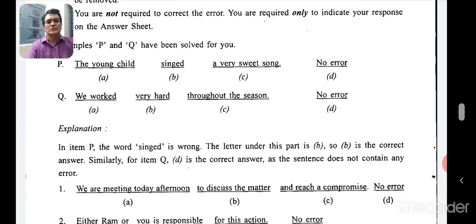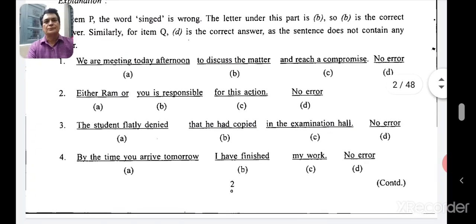Now let's go to the first one. We are meeting today afternoon to discuss the matter and reach a compromise, no error. Then let's take up the second one also. Either Ram or you is responsible for this action, no error. The student flatly denied that he had copied in the examination hall, no error. And the fourth one, by the time you arrive tomorrow, I have finished my work, no error. I hope you have attempted these questions. Now let us take up the discussion.